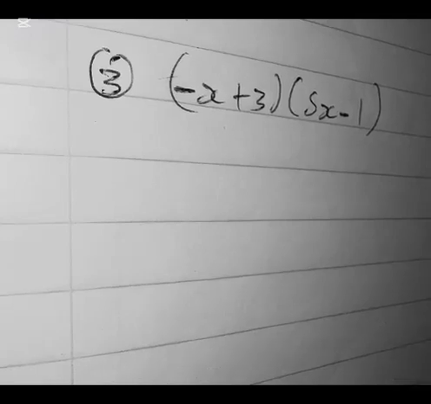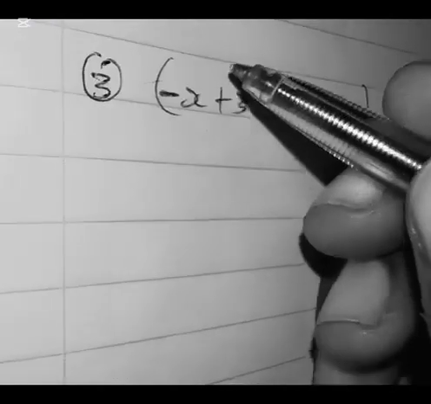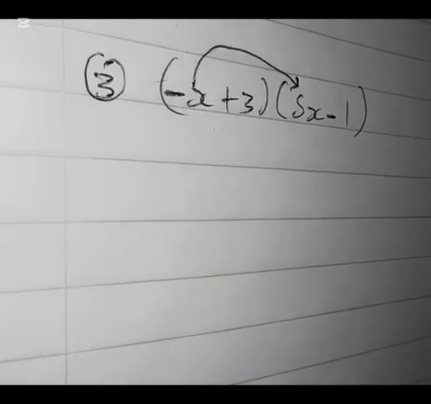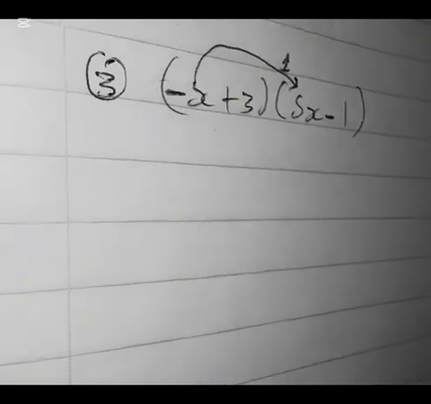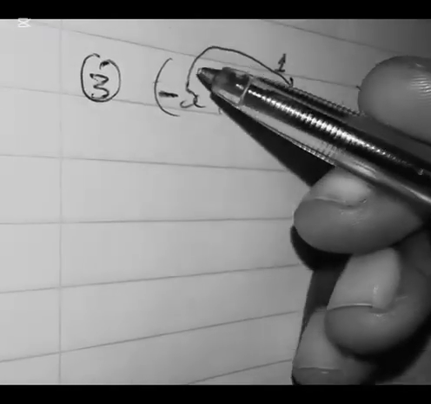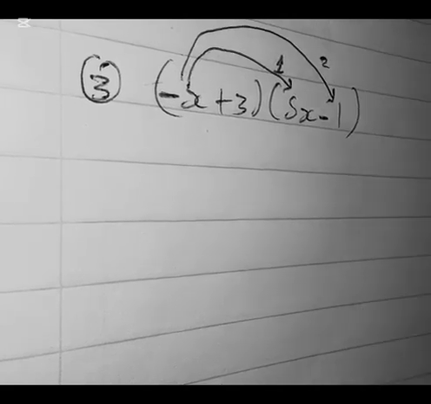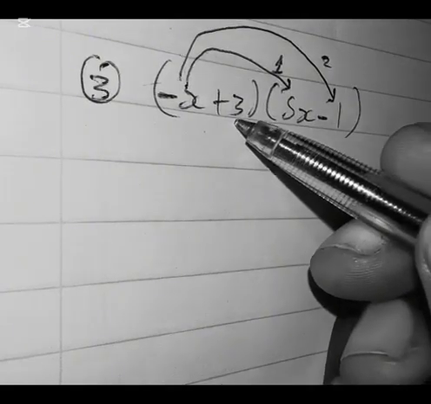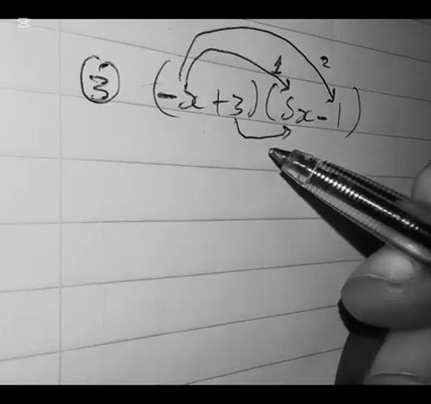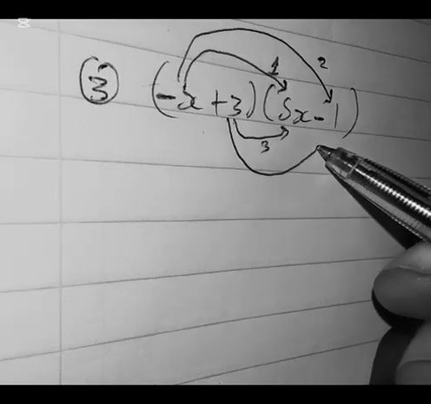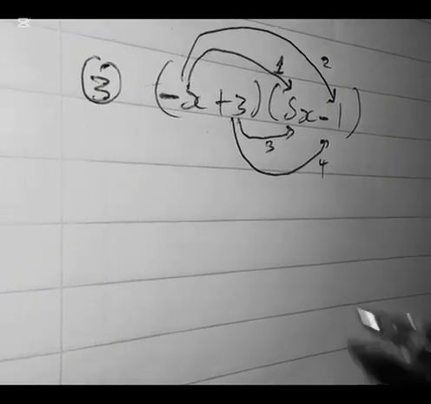So even this one, we use the same strategy to get the roots. Firstly, negative x multiplied by what? Multiplied by 5x, which will be our first root. Then the second one, negative x multiplied by negative 1, will be our second root. Then the third one is 3 multiplied by 5x, the third root. Then again, this 3 multiplied by negative 1 will be our fourth root.